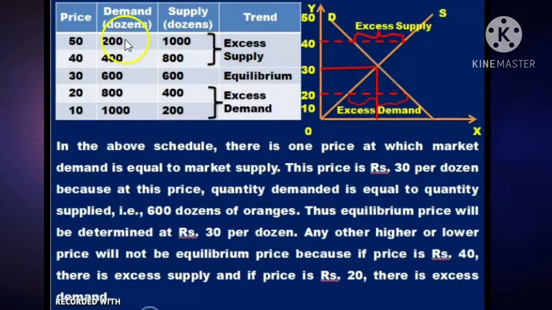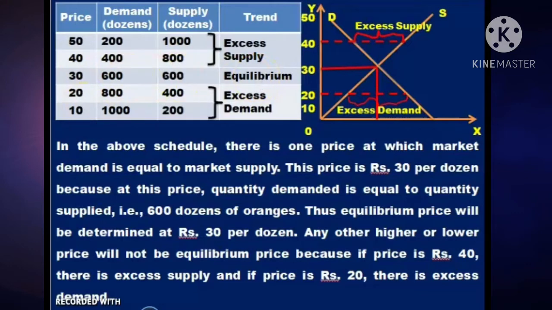In the first two situations, demand is less than supply, that is, supply is greater than demand, so we can call it excess supply. At the next level, both demand and supply are at an equilibrium level: 600 units are supplied and demanded at price 30. So it is the equilibrium price.